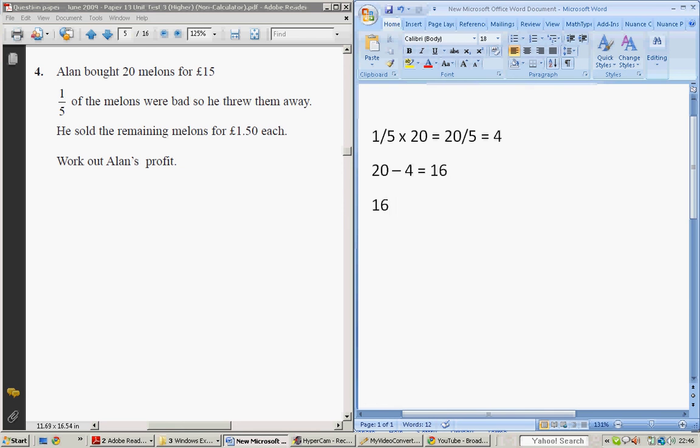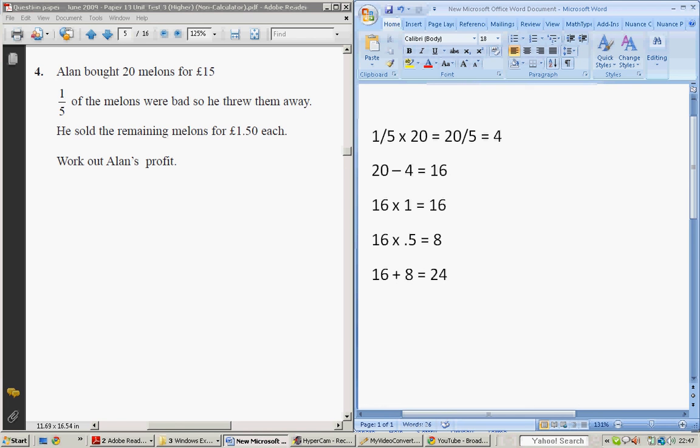Well, 16 times £1 equals £16, and 16 times 50p, 0.5, equals £8, and 16 plus 8, that's just the 8 times table: 8, 16, 24.